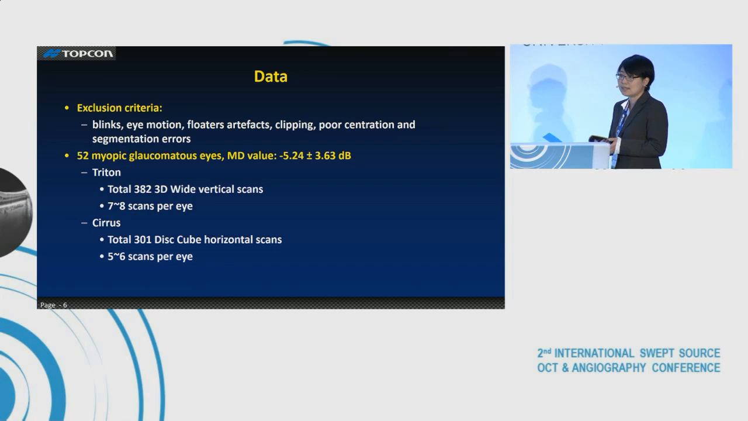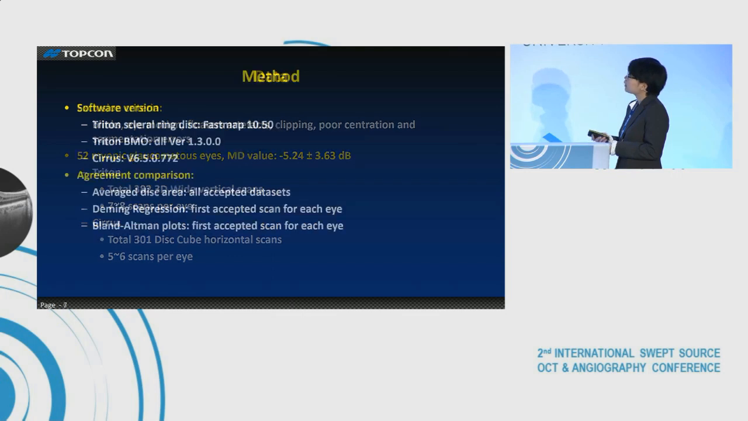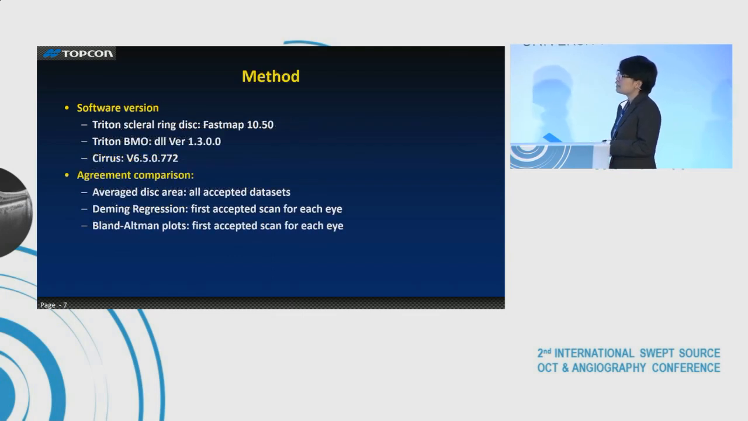This study was conducted in 3 clinical sites, and after removal of unaccepted data sets, we have 52 eyes left, and their visual field is in a large range. For Triton, 382 wide vertical scans are left for analysis, and that is 7 to 8 repetitions per eye. And for Cirrus, there are 301 disc cube horizontal scans used for analysis. That is 5 to 6 scans per eye. Here's the list of the software versions that we used.